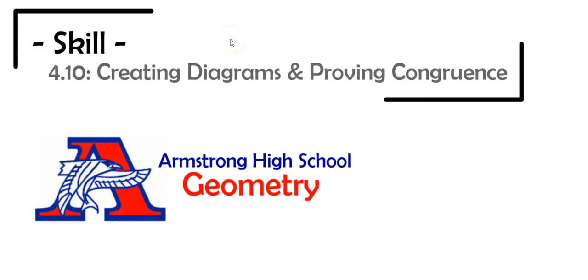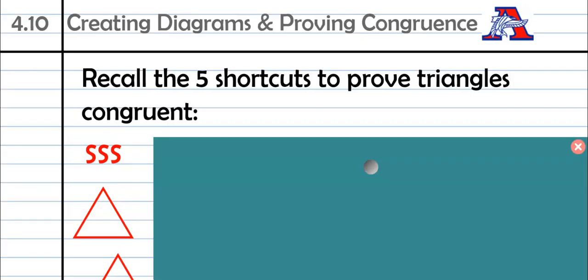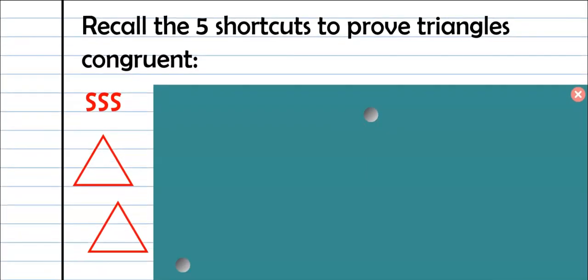Geometry, we're getting towards the end of the unit now. This is 4.10, and in this one, we're going to be creating diagrams and proving triangle congruence. So before we get started with this, I just want you to recall the 5 shortcuts that we've been using to prove that triangles are congruent. And this will be a very nice thing to have in your notes. So definitely take your time to do this.